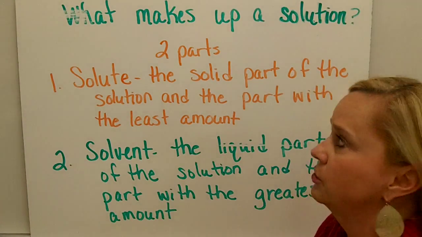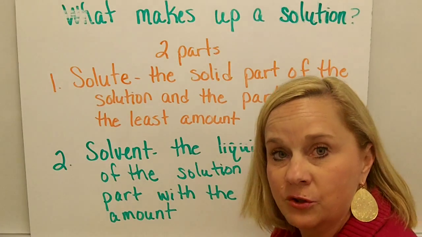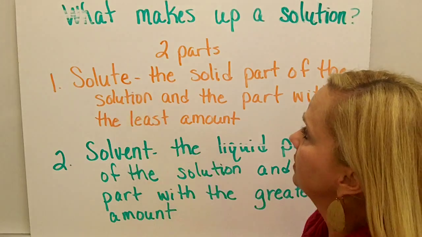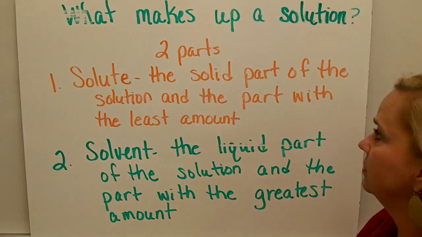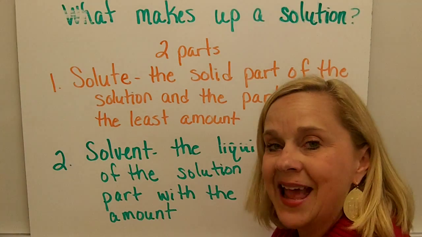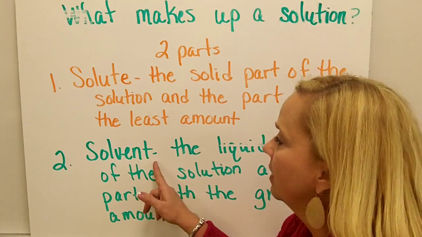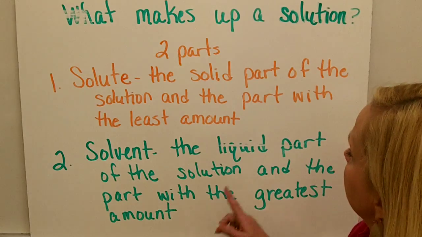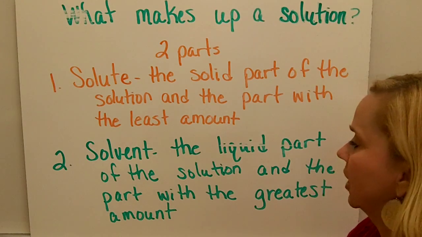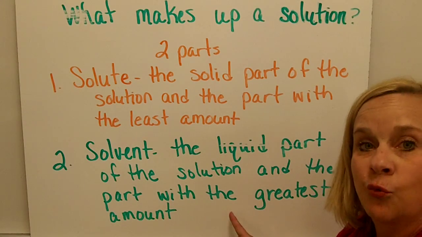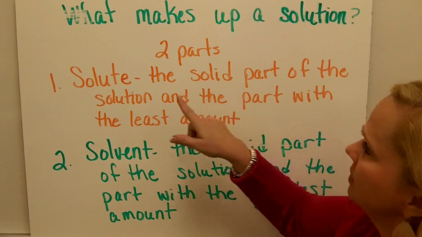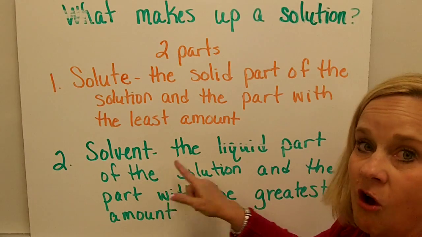What makes up a solution? There are two parts to a solution that I need you to know. The solute is the solid part of the solution, and the part that has the least amount. The solvent is the other part of a solution, the liquid part and the part with the greatest amount. So, the two parts that make up a solution are the solute and the solvent.